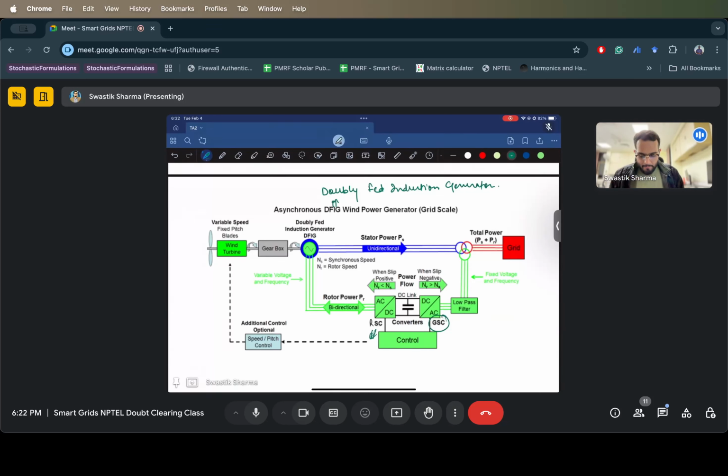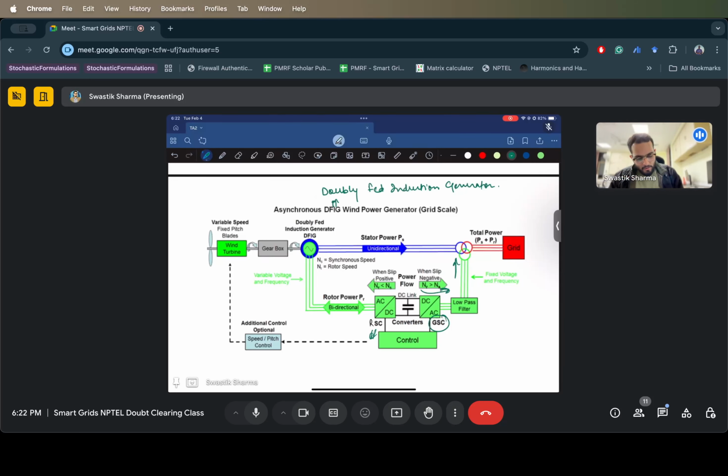Now let's say variable speed is there, but the pitch is fixed. You don't have to change the pitch. So what do you do? If the slip is more than what is required to produce electricity at a given frequency, you supply the remaining electricity back to the grid using this infrastructure. Whatever NS minus NR, you just take it from the rotor, get that extra amount of energy, and supply it back to the grid.